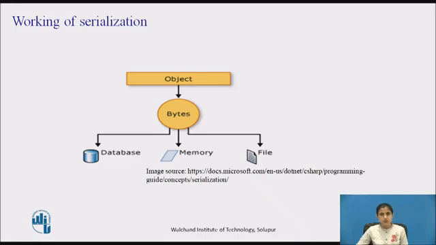This diagram shows the overall process of serialization. The object is serialized to a stream that carries the data. The stream may also have information about the object's type, such as version, culture, assembly name, etc. From that stream, the object can be stored in a database, a file, or memory.